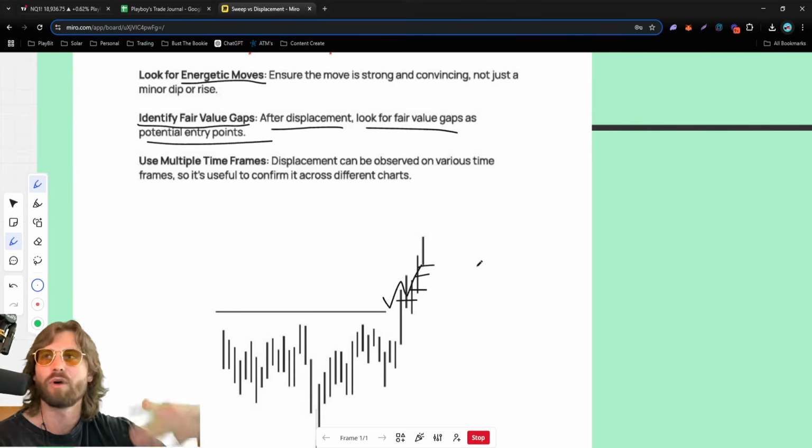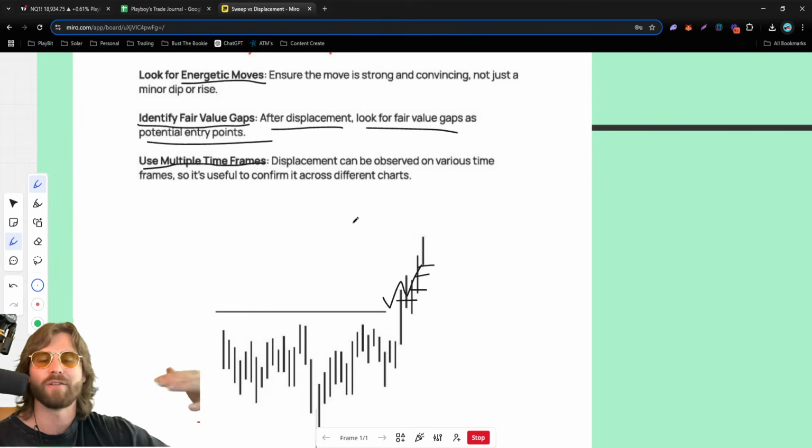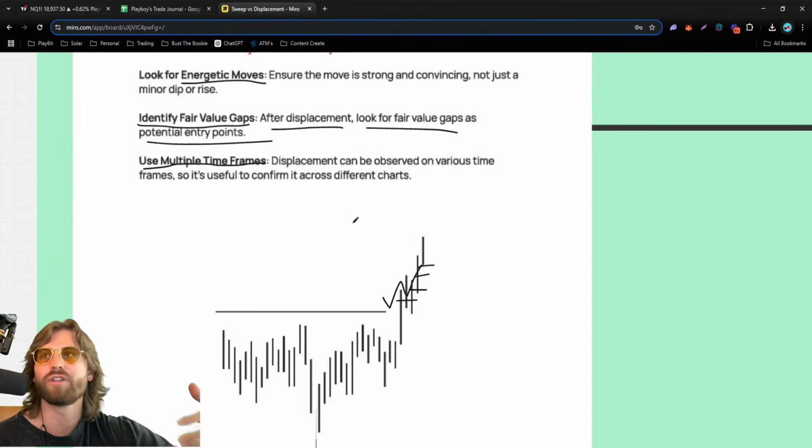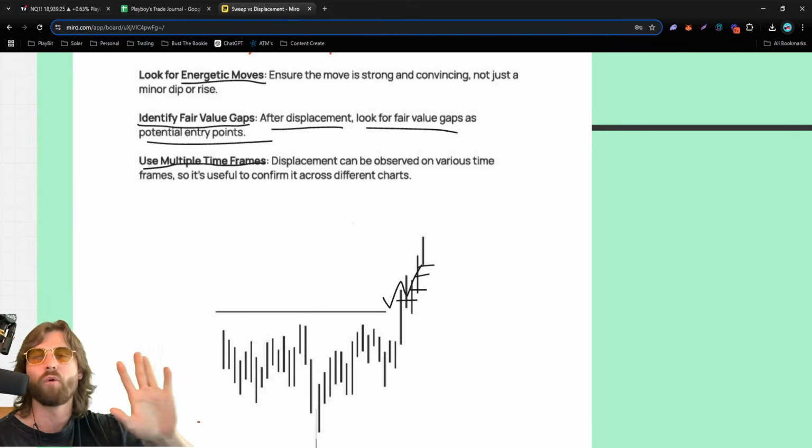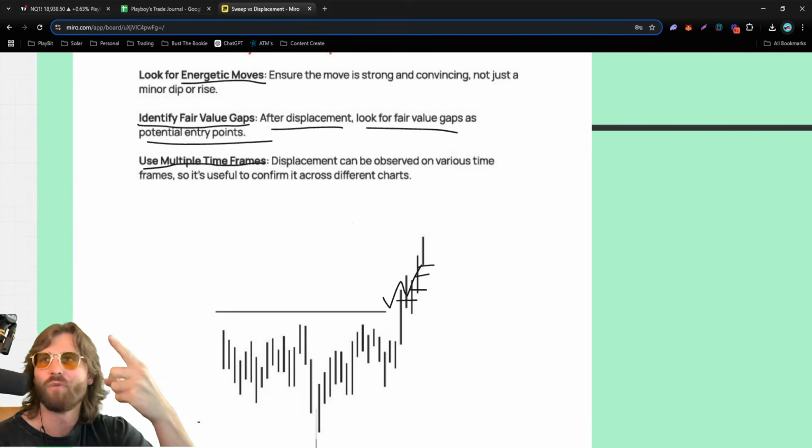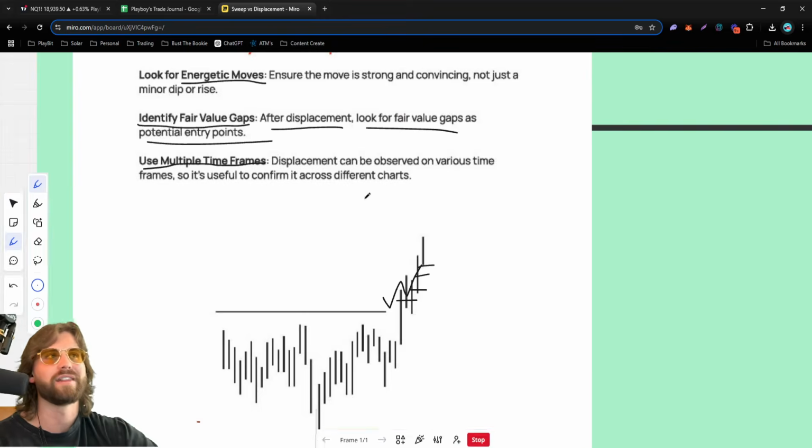Now, the next example will help a lot of you understand this idea because this is just a bar chart. But remember, use multiple time frames. As I said, the minute 15, the minute 5, and the hourly are going to be your best friend here. Do not worry about displacements on the M1, M2, M3, or anything below that.